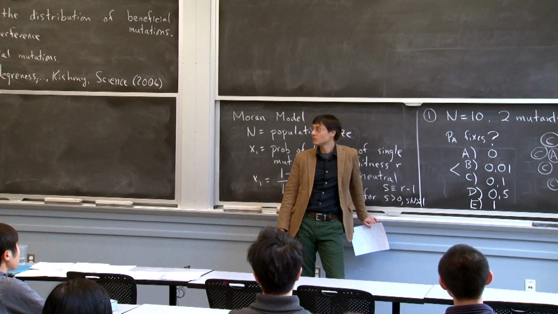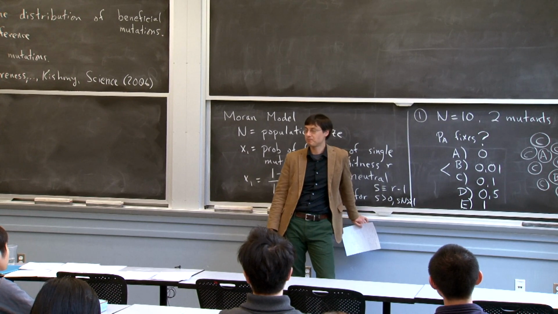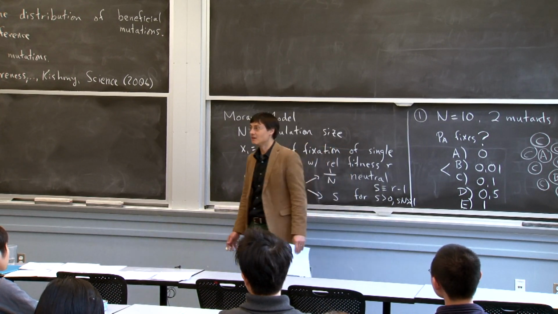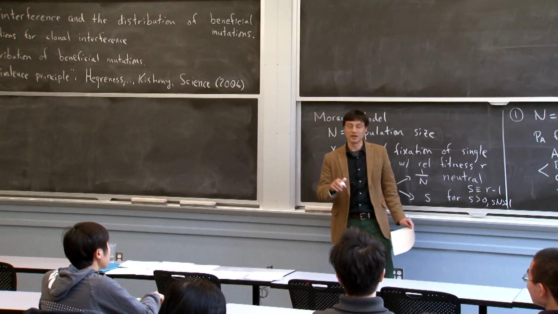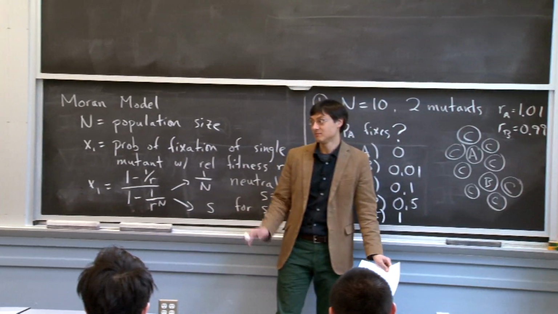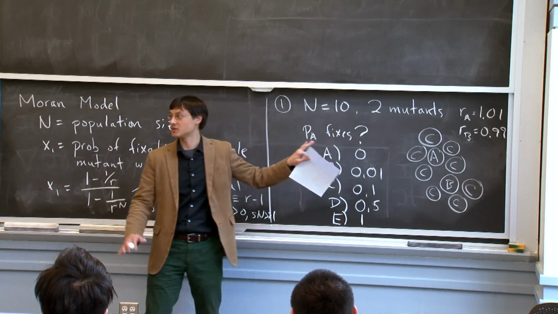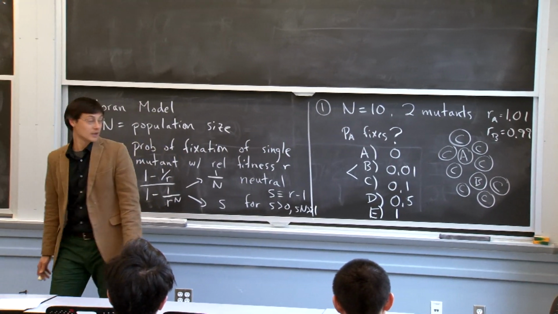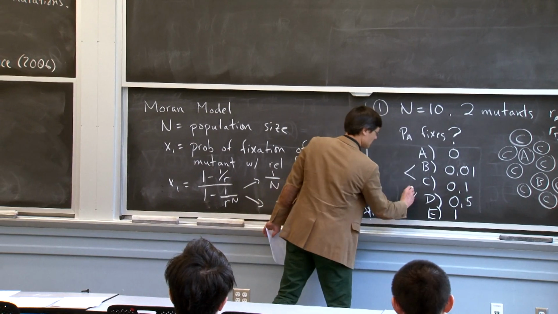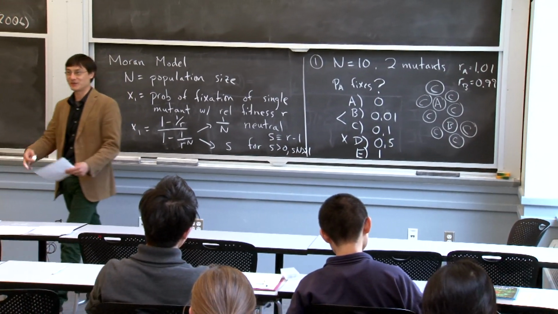Well, that assumes that one of them will take over. Is there any reason to assume that? No. I think we may agree that the probability that A fixes is approximately equal to the probability that B fixes. That's a useful insight, but it may be that both go extinct, so we have to keep track of that. That's the argument for why it's not D.